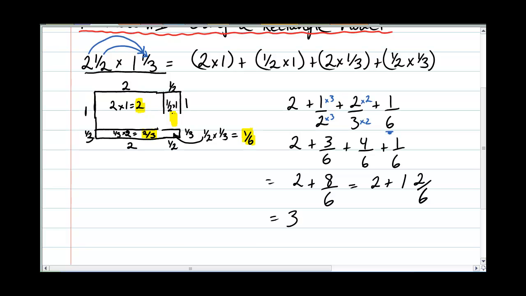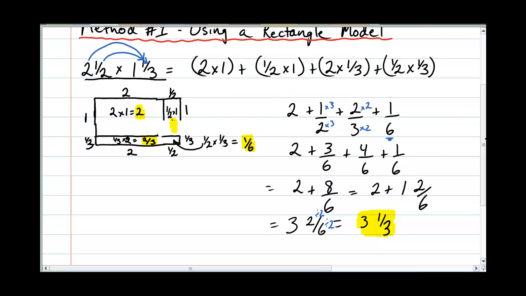So it equals 3 and 2/6. And I can reduce the 2/6 by dividing this by 2 and dividing this by 2. So my ultimate answer is 3 and 1/3. So 2.5 times 1 1/3 equals 3 and 1/3. And that's using a rectangle model to multiply.